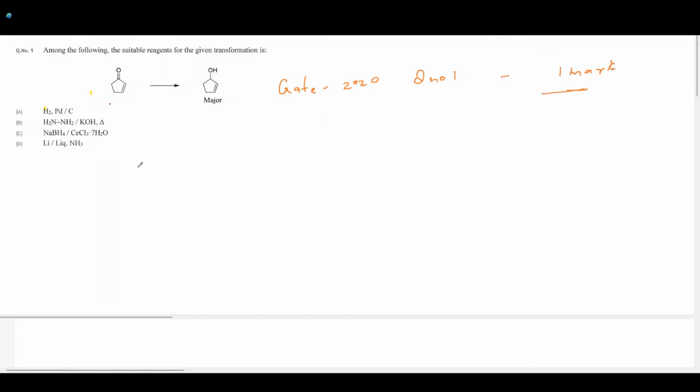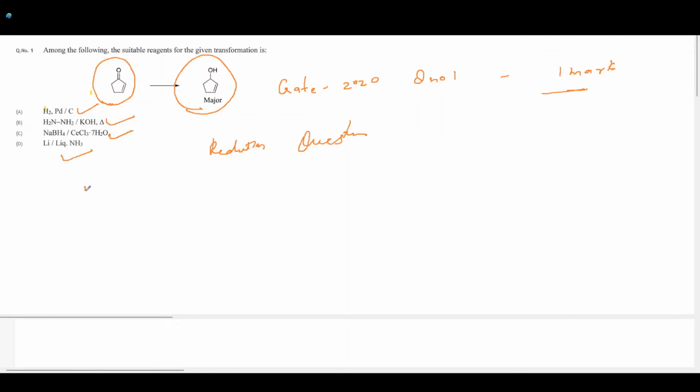So this is basically a reduction question. This one is a conjugated ketone group, which is reduced to an allylic alcohol. We have 4 reagents: hydrogen with palladium and charcoal, hydrazine in the presence of alcoholic potassium hydroxide, sodium borohydride in the presence of CeCl3 and water, and lithium in the presence of liquid ammonia.